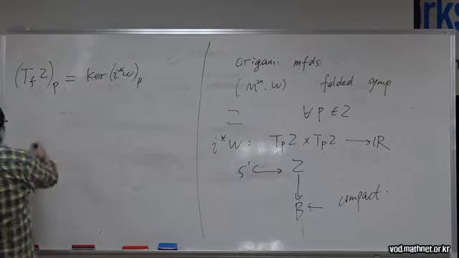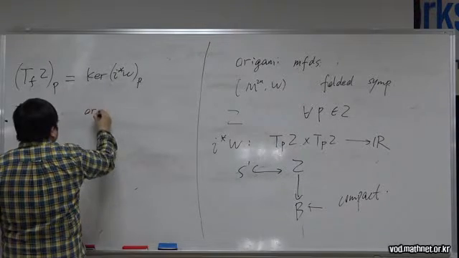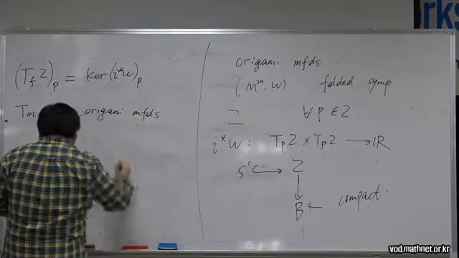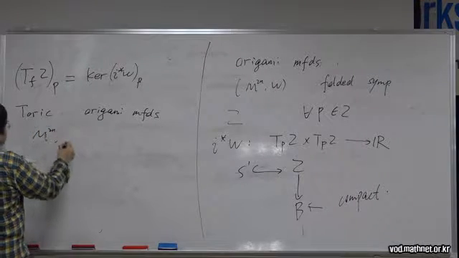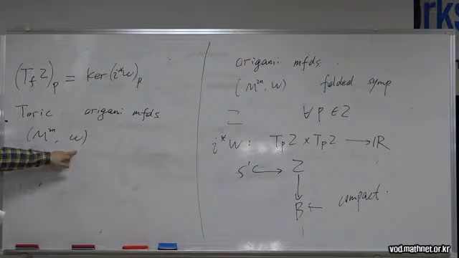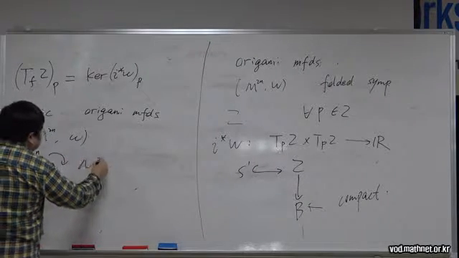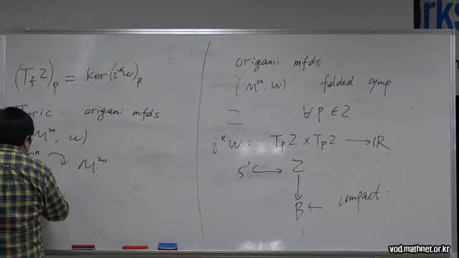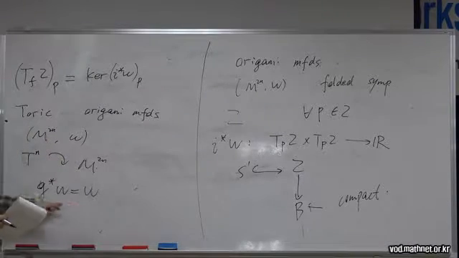So now we can give the definition of toric origami manifold. Of course, we require this is first an origami manifold. Also, we require there is a torus action. This action is effective. Moreover, it preserves the forms.